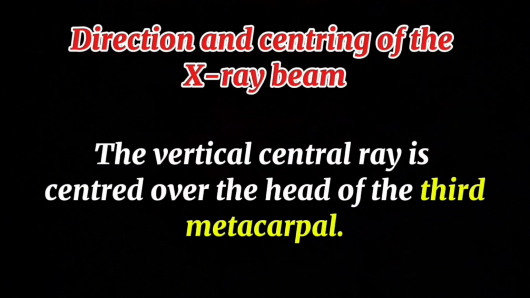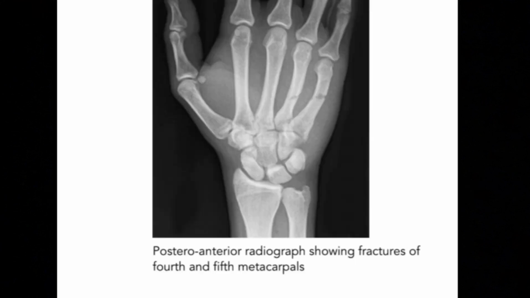Direction and centering of the X-ray beam. The vertical central ray is centered over the head of the third metacarpal. You can see the PA view shows the fourth and fifth metacarpals fracture.